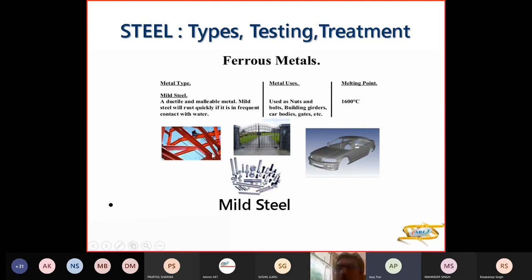This is a structure, a gantry crane. So it's mild steel, a ductile and malleable metal. This can rust quickly, so you have to paint it. It is used in nuts and bolts, building girders, car bodies, gates. Melting point here is 1600 degrees Celsius.